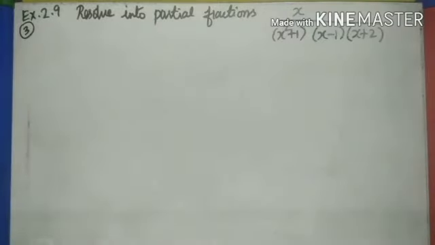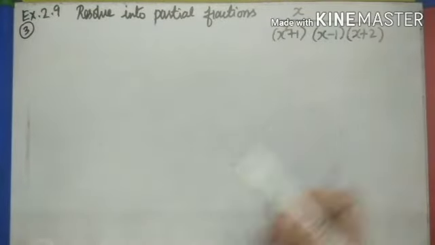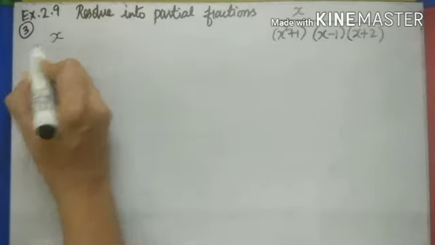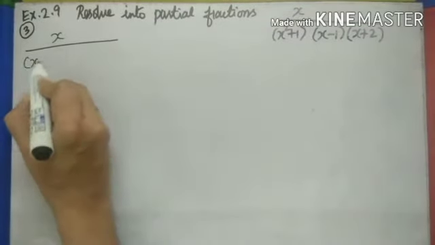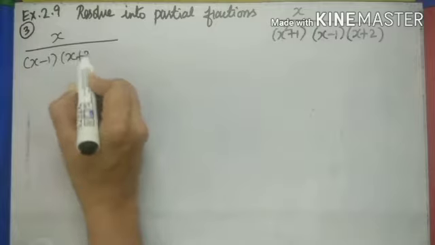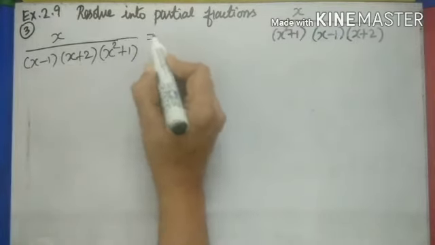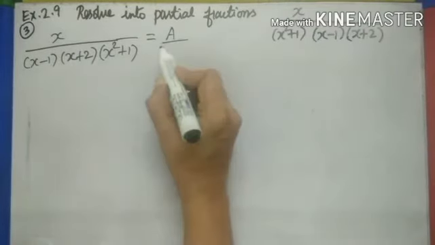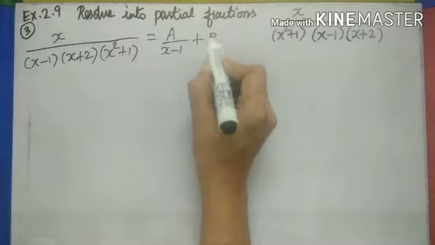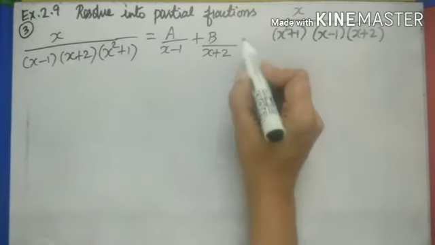Question number 3. Exercise 2.9, we have a problem like this. X divided by, let me write these things first. X minus 1, x plus 2, and then x square plus 1. How shall I write it? A by linear factor, b by the second factor, x plus 2.